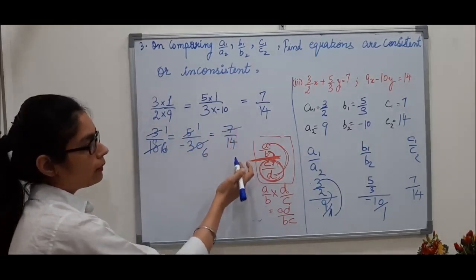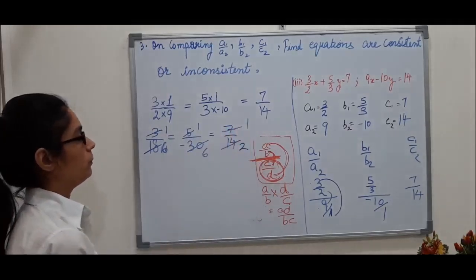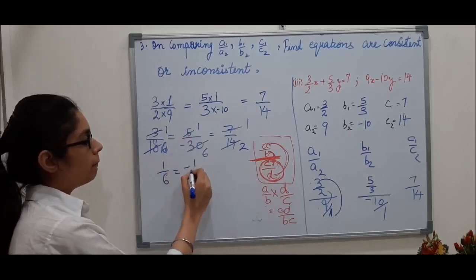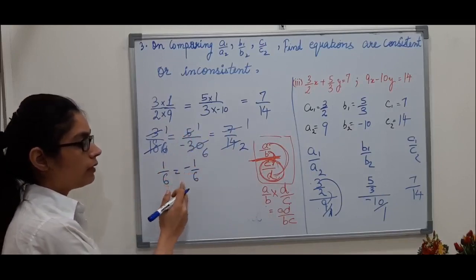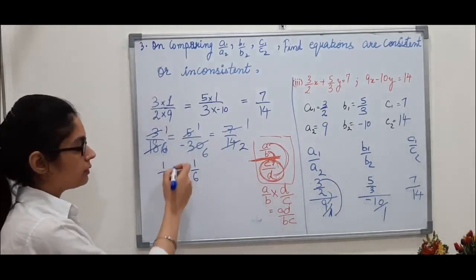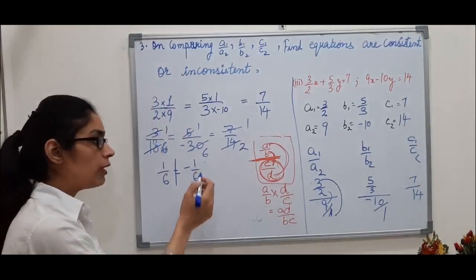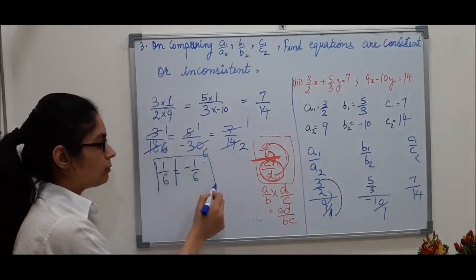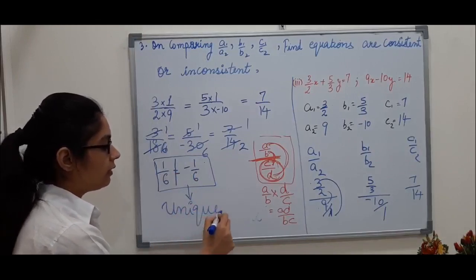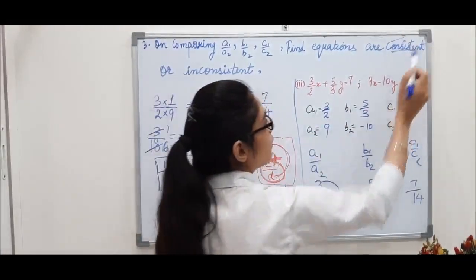These are both multiples of 7. 7 into 1 is 7, 7 into 2 is 14. So this is 1 by 6. This is 1 by minus 6. So that becomes minus of 1 by 6. So 1 by 6 is different from minus 1 by 6, which means my A1 by A2 is not equal to B1 by B2, and which is proving that this is a unique solution when my lines are intersecting. Unique solution is always consistent.